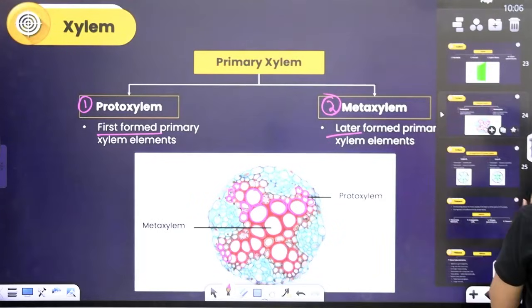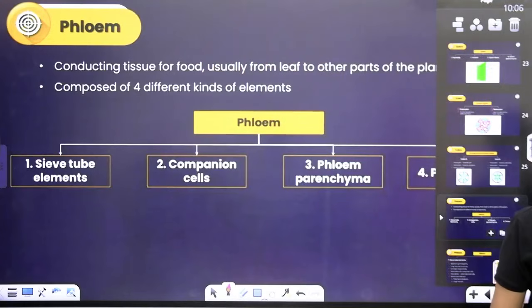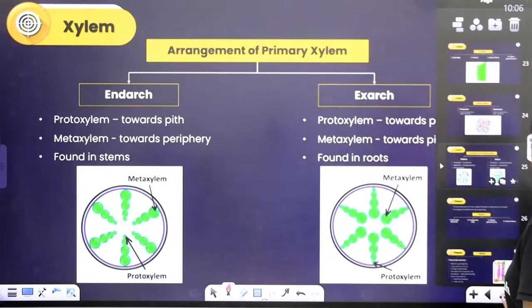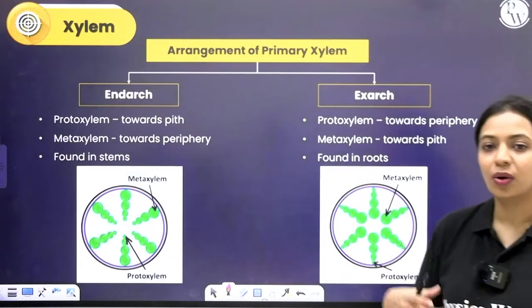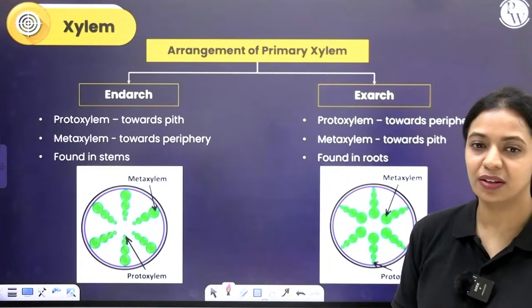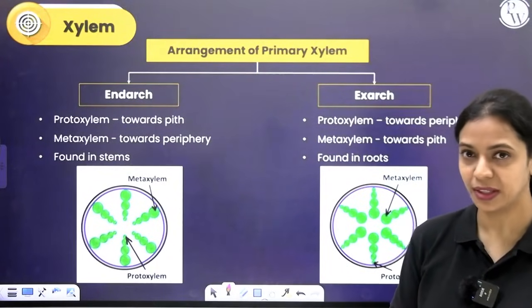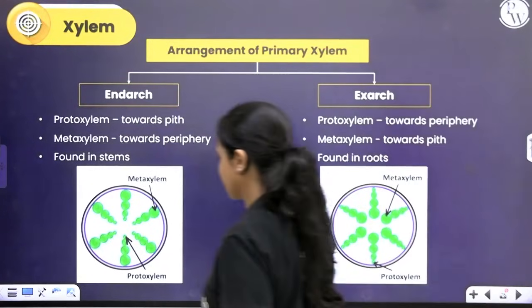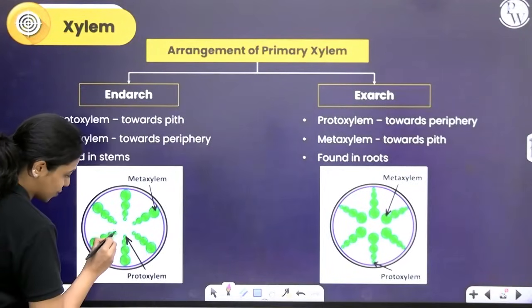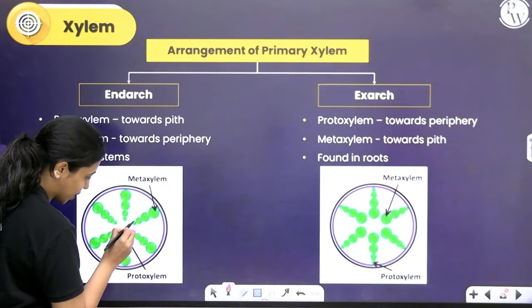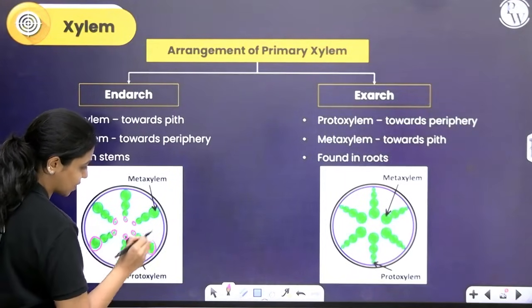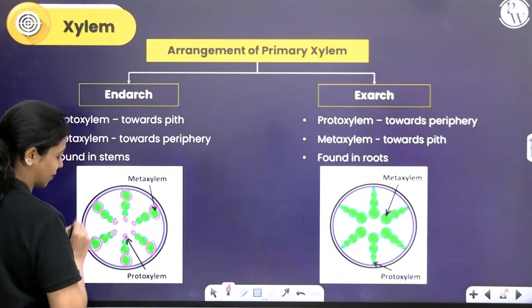Let's move on to learn about phloem now. Okay, wait, let me teach you this already. Within the root or stem, you can find different types of arrangement based on the position of protoxylem. Protoxylem has a smaller lumen. So in this case, you can see that the protoxylem is present towards the center and the metaxylem is present towards the periphery. The larger xylem vessels are present towards the periphery.